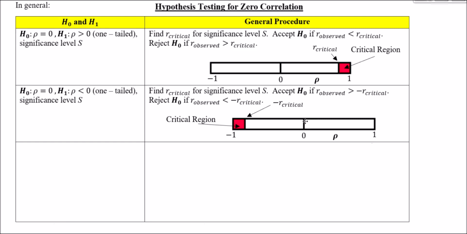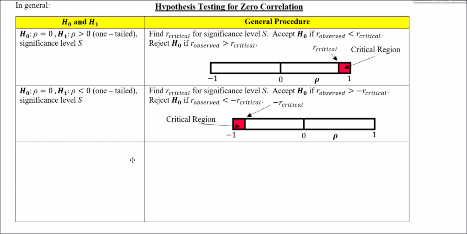There's symmetry around the 0. So if you're testing for negative correlation, same idea, just multiply the critical value you find in the tables by -1. So if what you observe is less than the critical value, somewhere down here, that's in the critical region, you'd reject H0. If what you observe isn't quite as negative as minus the critical value from the table, somewhere here, you'd still accept H0. So these are the two types of one-tailed test.